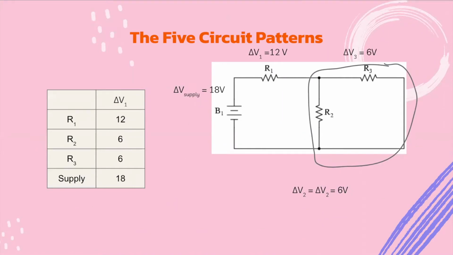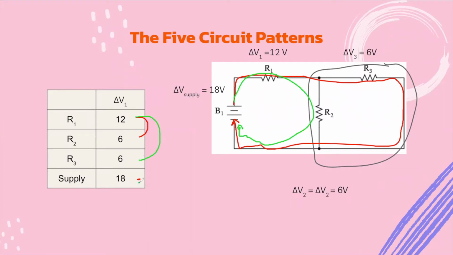Since an electron can only go over one path at a time, let's say I chose this outer path. Over this path, 12 plus 6 is 18. Over the inner path, 12 plus 6 is also 18. So just keep in mind that you don't double count things in parallel.